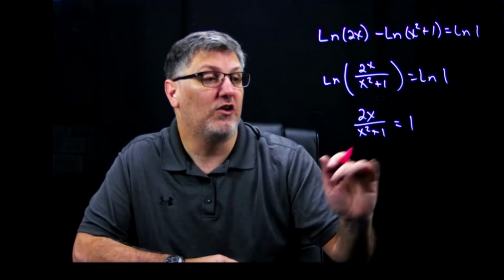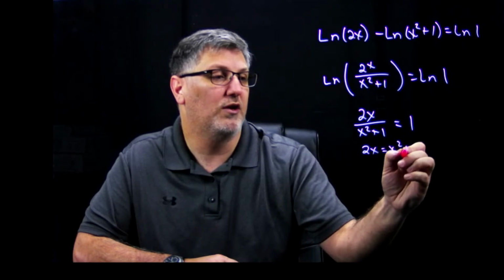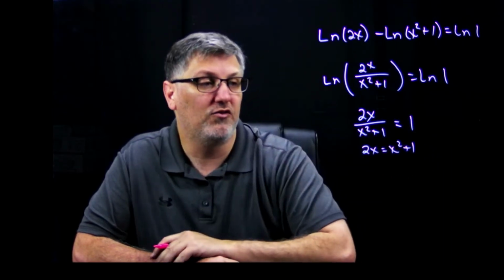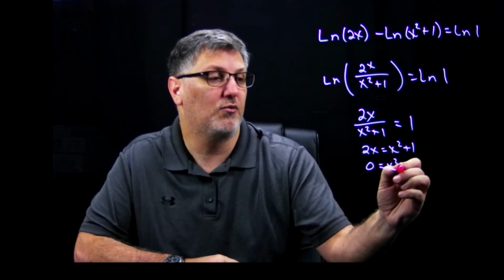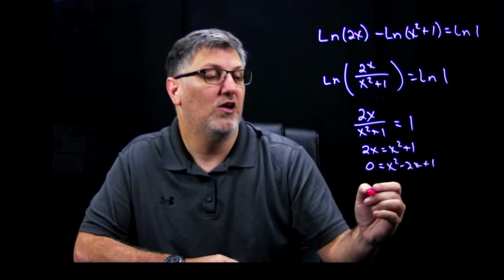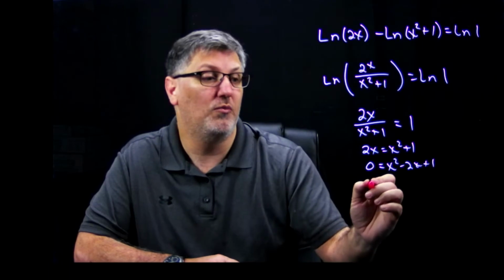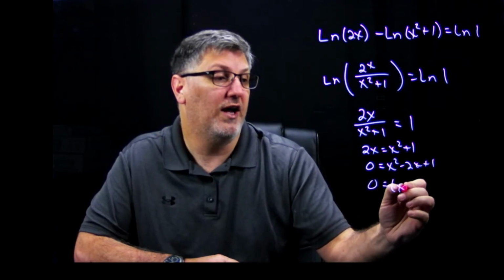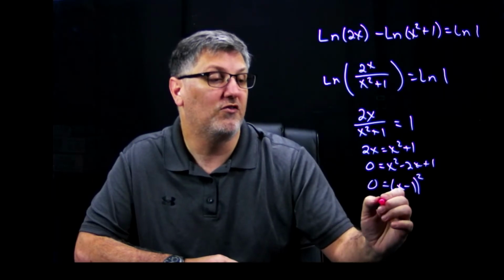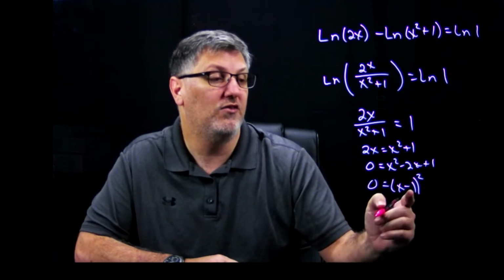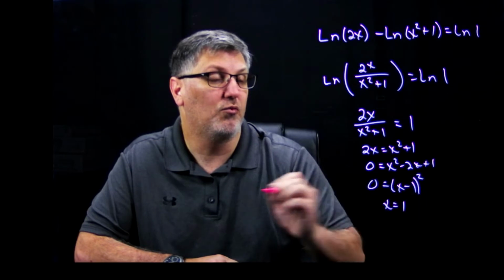I'm going to multiply both sides by x squared plus 1. So now I have 2x equals x squared plus 1, because I just multiplied it on the other side. I'm going to subtract over my 2x. I've got 0 equals x squared minus 2x plus 1. Lo and behold, this is a perfect square trinomial. So this factors to x minus 1 quantity squared. From here I can just solve it, take the square root of both sides, add 1, and I'm going to get x equals 1.